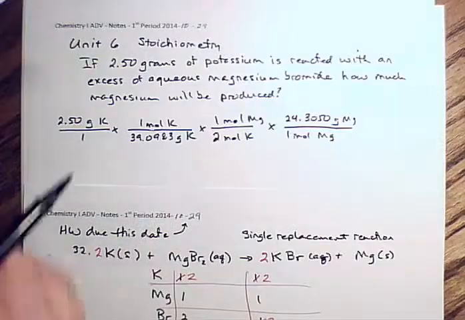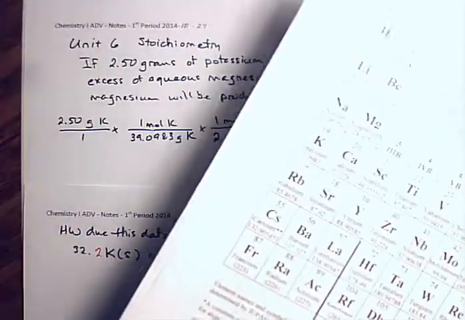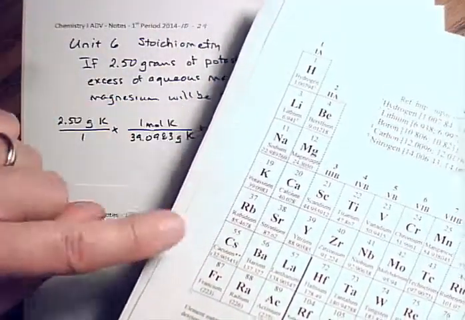And where did I get those numbers from? They're on the periodic table. That's the atomic mass in grams. That's all it is.